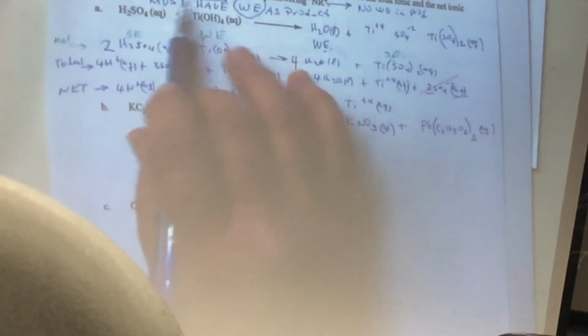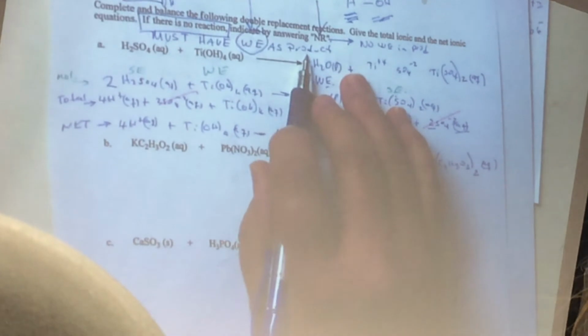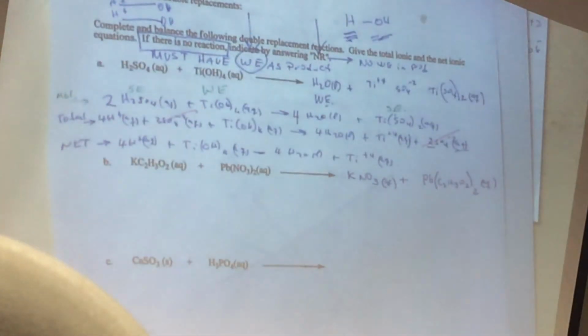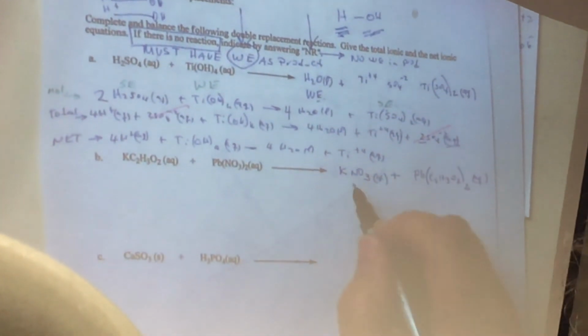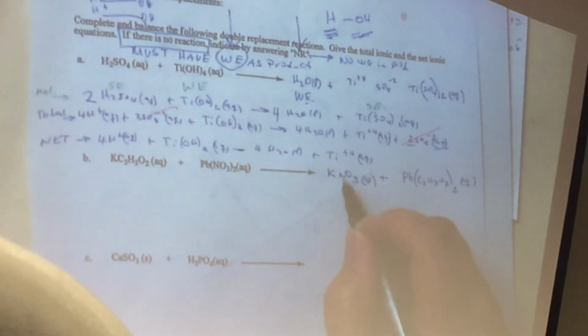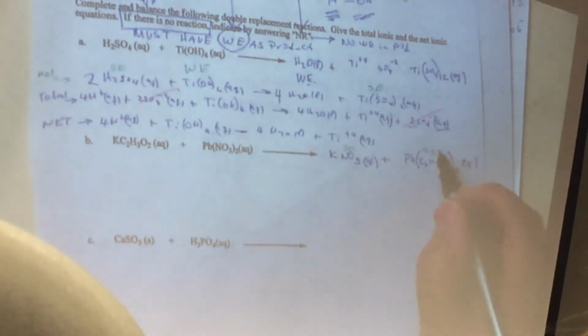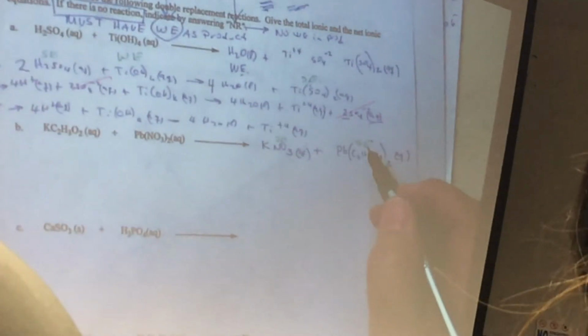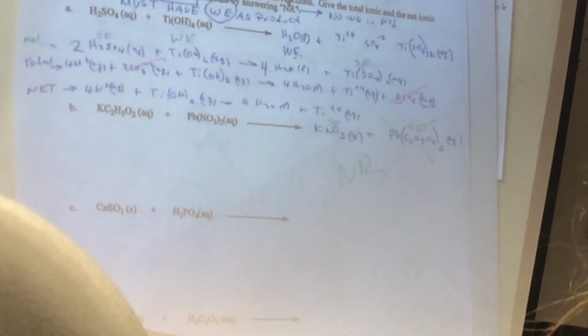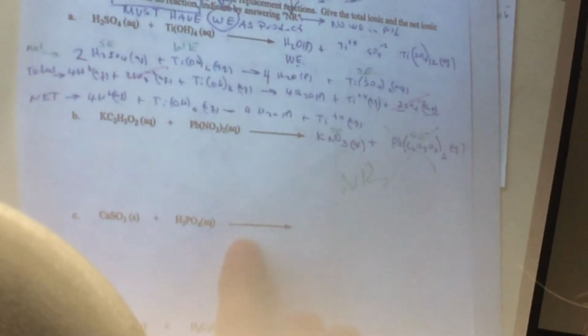Because in order for a reaction to occur, I must have a weak electrolyte as a product. Is this a strong electrolyte or a weak electrolyte? Strong. Is that a strong electrolyte or a weak electrolyte? Strong. Do I bother balancing this? No. What are you going to do? We good? Okay. Next.